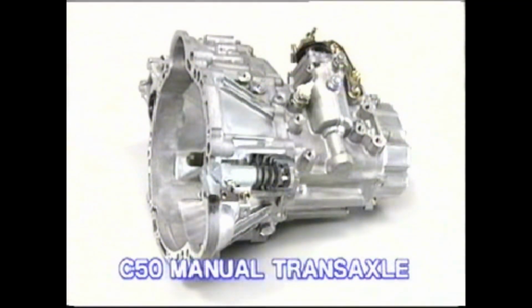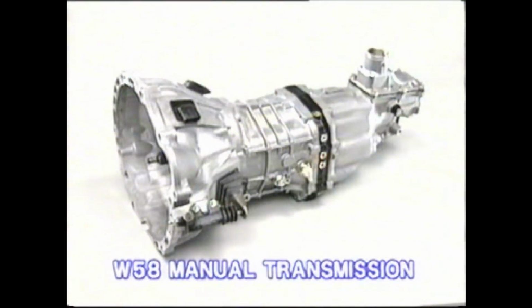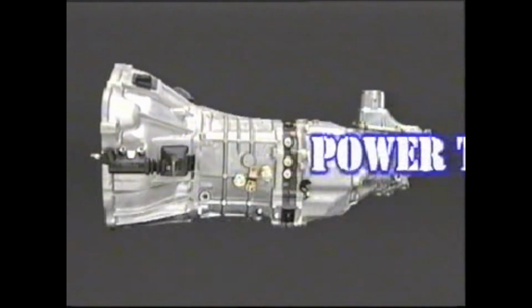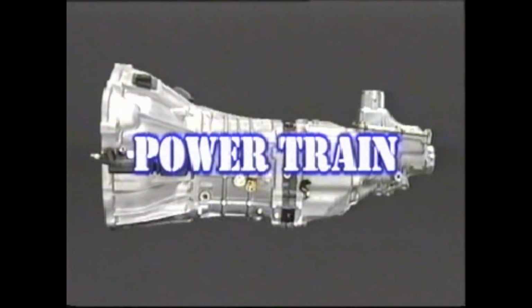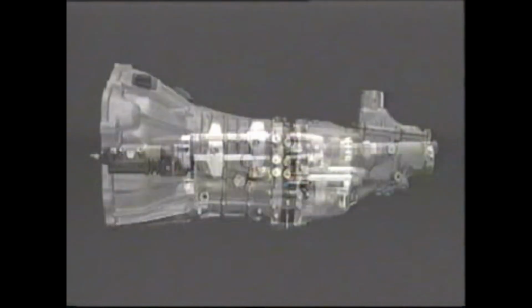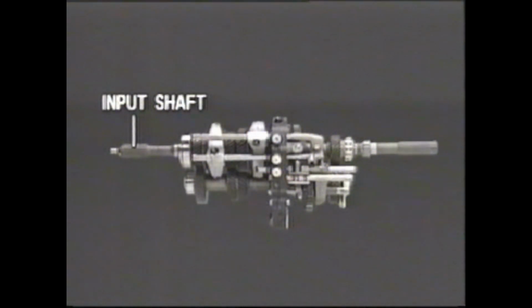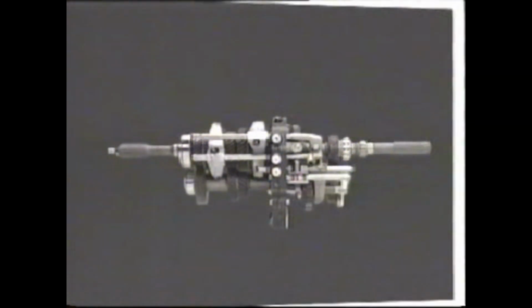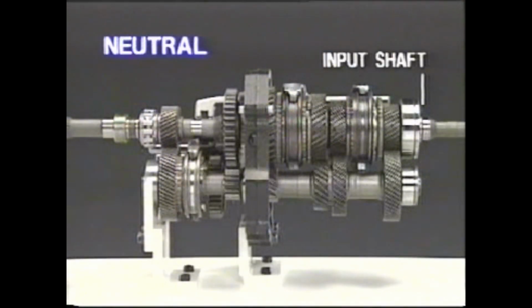Manual transaxle transmissions may be mounted either transversely from side to side or longitudinally from front to back. FF vehicles usually have transversely mounted transaxles, while FR vehicles have longitudinally mounted transmissions. The following is an explanation of the simple construction and function of the powertrain of W58 4FR vehicles. To observe the gears better, the input shaft side is on the right of the screen.